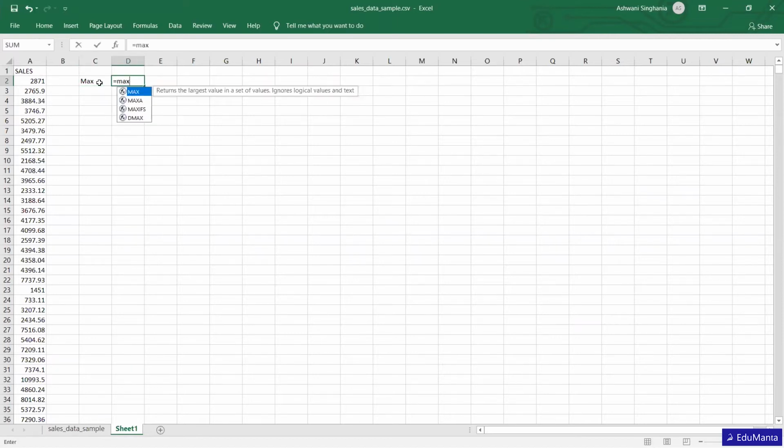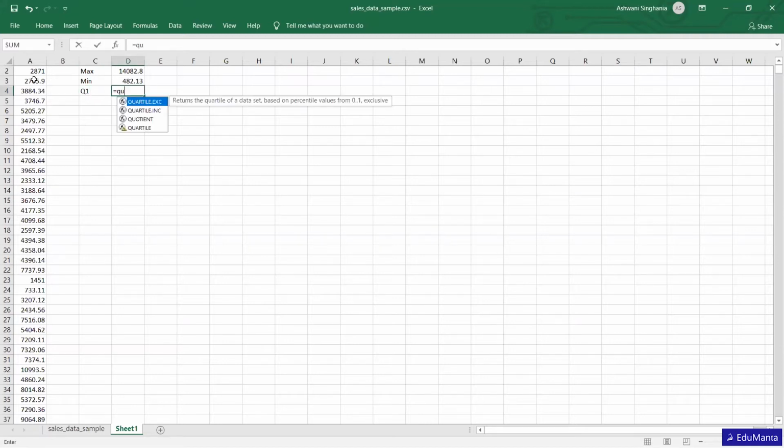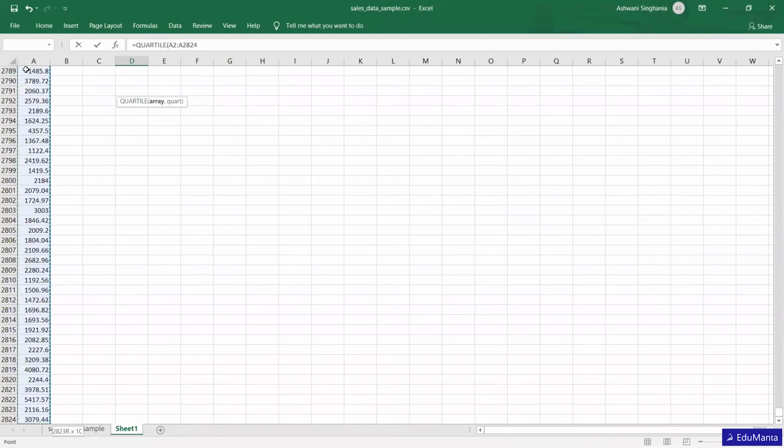First we need to find the maximum value in this data, and that is this, and then the minimum value. So this is the minimum value. Then we need to calculate quartile 1, median, and quartile 3. Let's first go with quartile 1. We have to select the array, and then we need quartile 1. So first quartile.